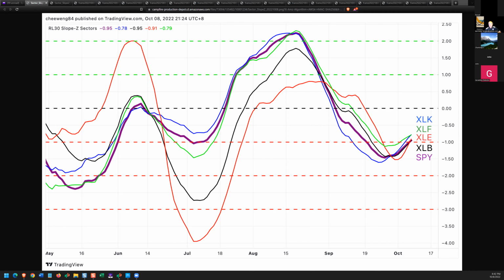So we're going to first start off by looking at Chi Wing Chong's RL30 slope Z scores.